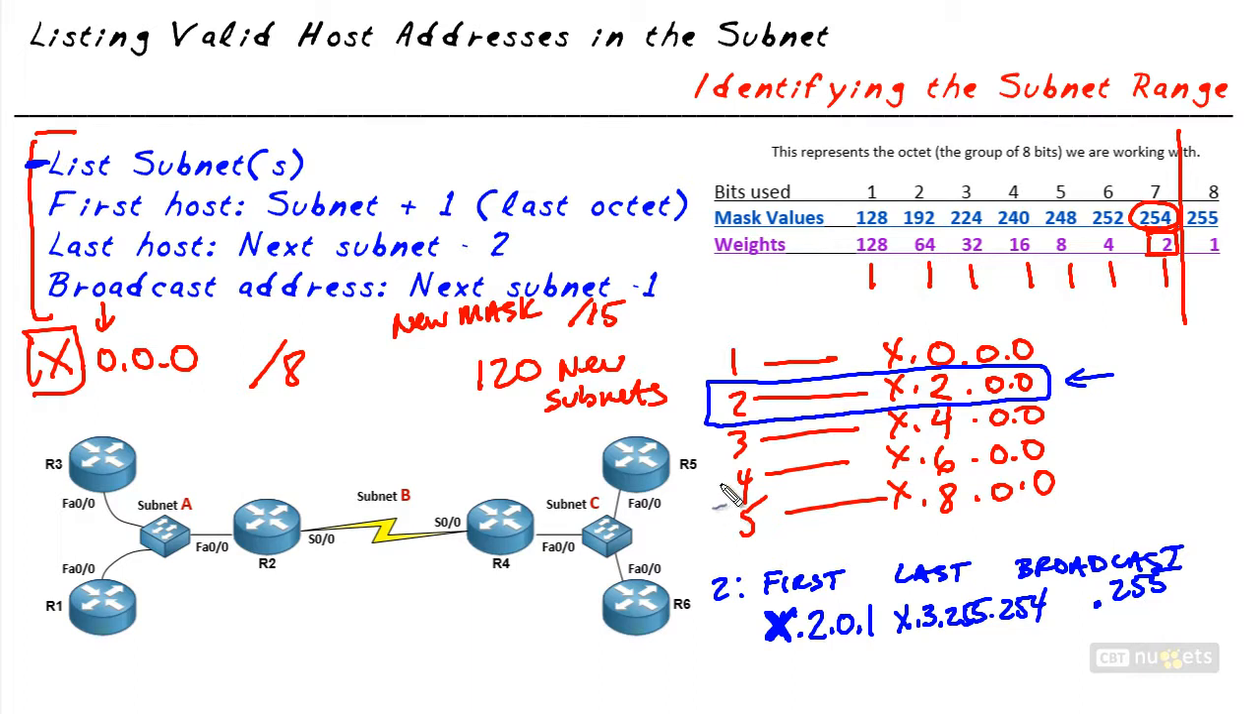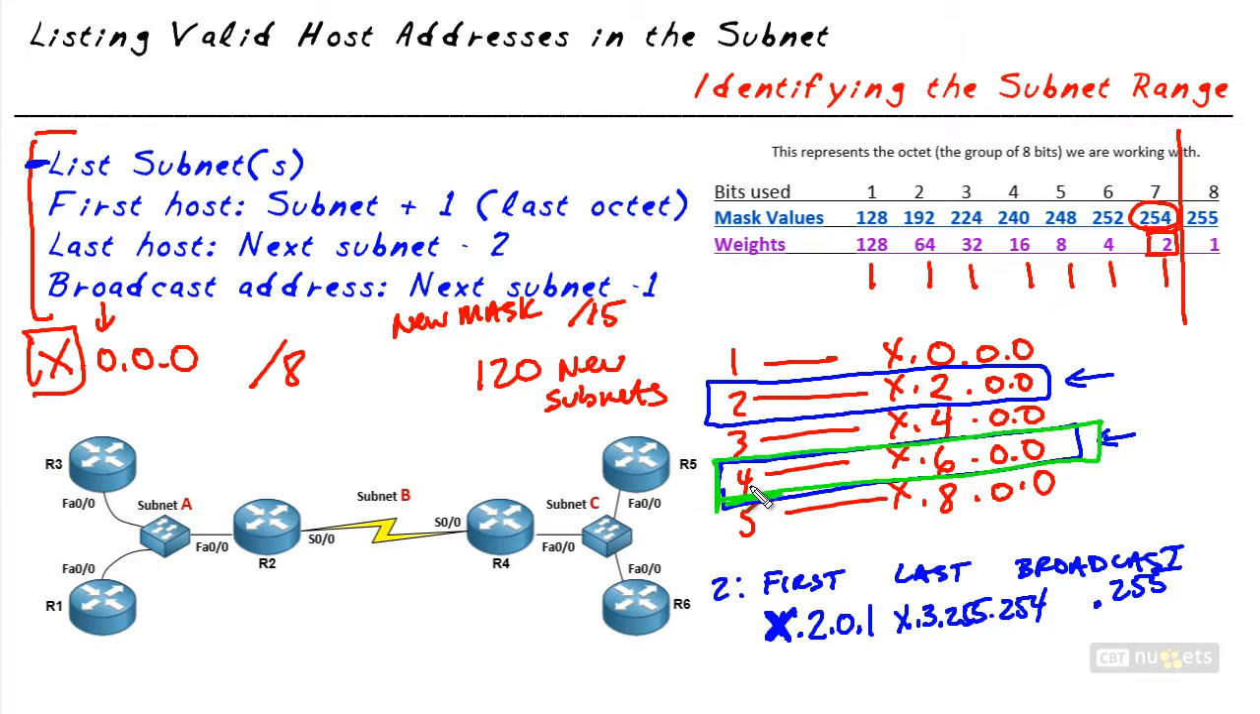Let's do one more. Let's do it for subnet 6 right here, which is our 4th subnet. And what I would like you to do is pause me right now. I'd like you to write out the first valid host for this 4th subnet, the last valid host, and the broadcast, using the same exact process that we just went through together. So pause me right now. When you're done, unpause me, and we'll compare notes.